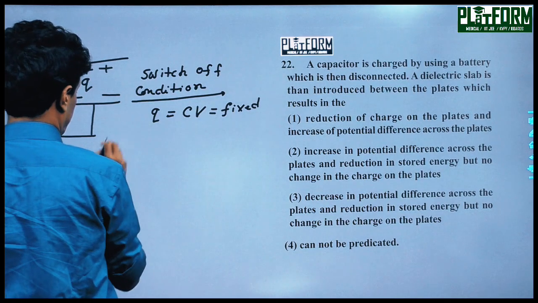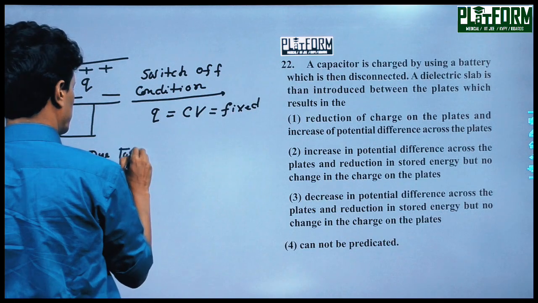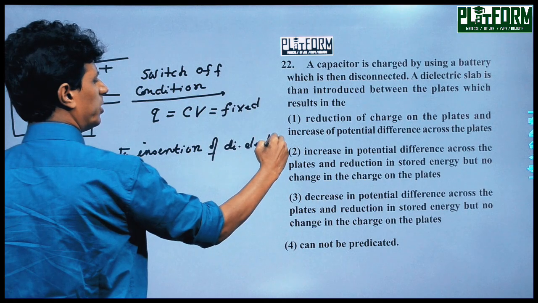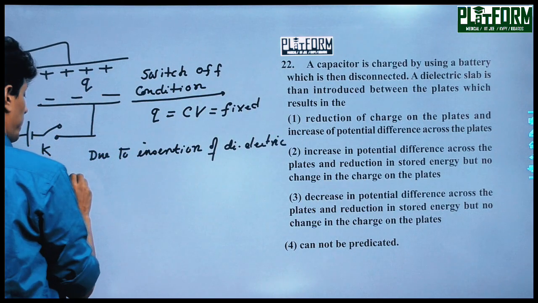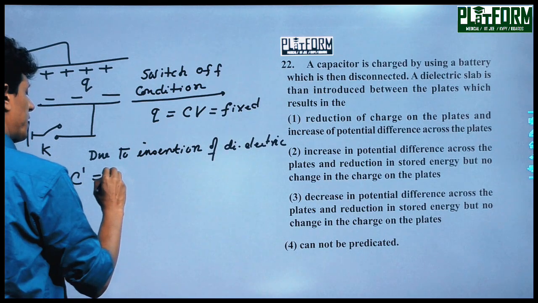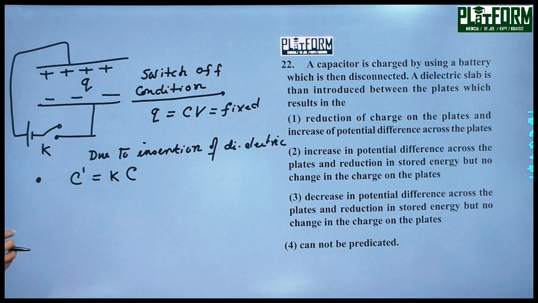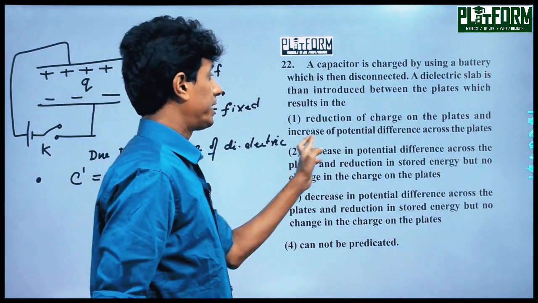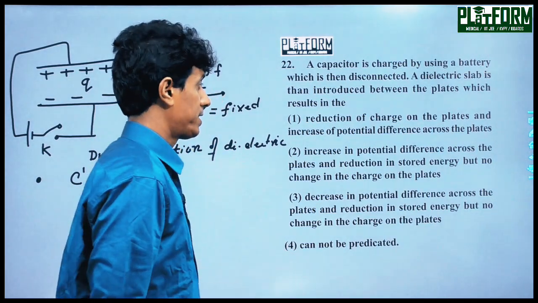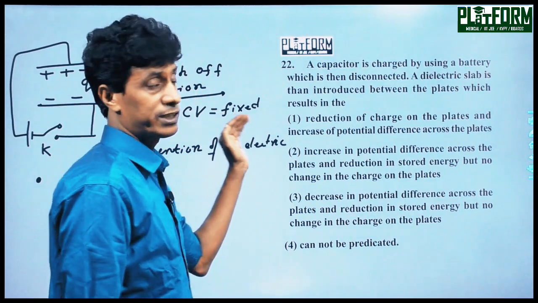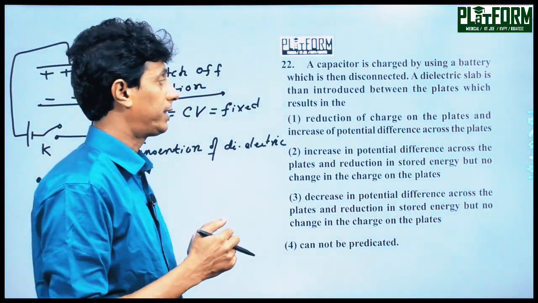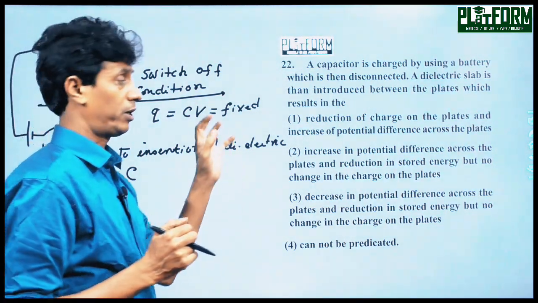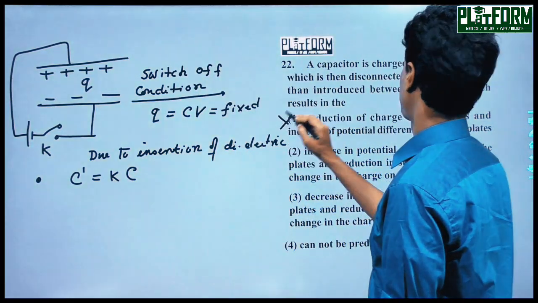Now we have to find what happens due to insertion of dielectric. We know capacitance becomes K times the capacitance without dielectric. Option 1: reduction of charge on the plate and increase of potential difference across the plate. Since the battery is disconnected after the condenser is fully charged, the total charge on the plates remains unchanged. So option 1 is not the correct option.